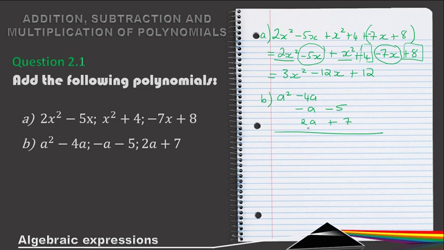Okay, now we add. So this is just a squared. Minus 4 minus 1 gives me minus 5, plus 2 gives me minus 3a, and then minus 5 plus 7, or if I can say plus 7 minus 5, that's easier, that's plus 2.